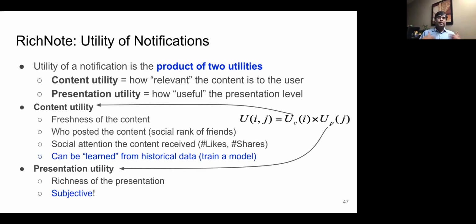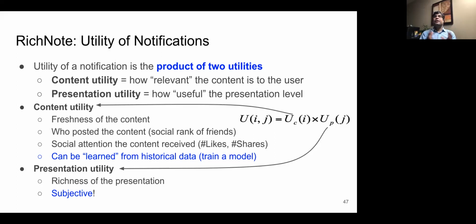Content utility is the utility that tells how relevant the content is. Normally it depends on the freshness of the content, who posted it, who likes it, the social rank of that content, and everything. Normally it is learned from historical data, and we need to train a model out of it, some AI model that can predict whether a particular content will be of interest to a certain user or not. And presentation utility is orthogonal to that.